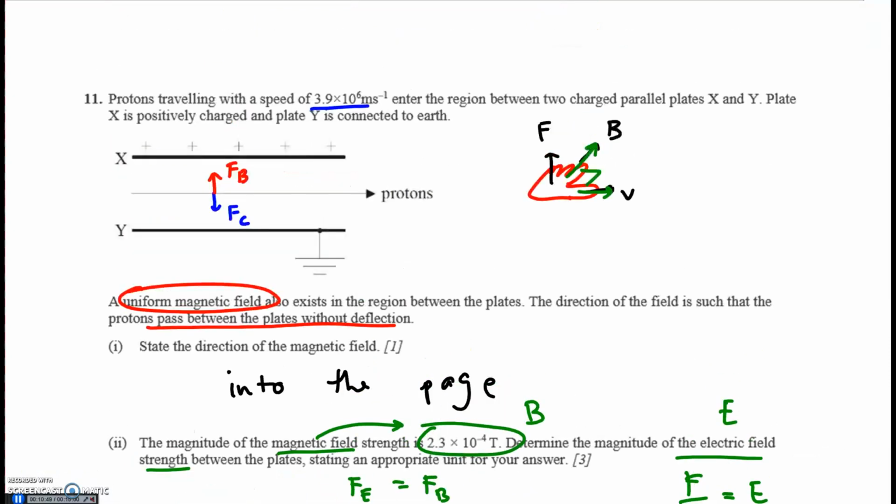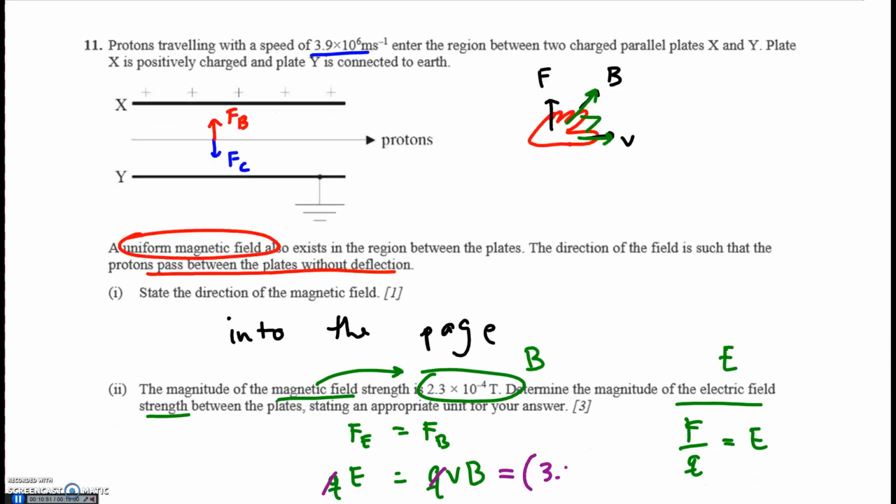We have both of those values. V is 3.9 times 10 to the 6, and B, the strength of the magnetic field, is 2.3 times 10 to the minus 4 Tesla. When we do this calculation, 3.9 times 2.3 is 8.97. And I've got positive 6 here, negative 4 there. I combine those exponents, I add when I multiply, and that's going to be 10 to the 2. So I'll just move the decimal over 2. Newtons per Coulomb.